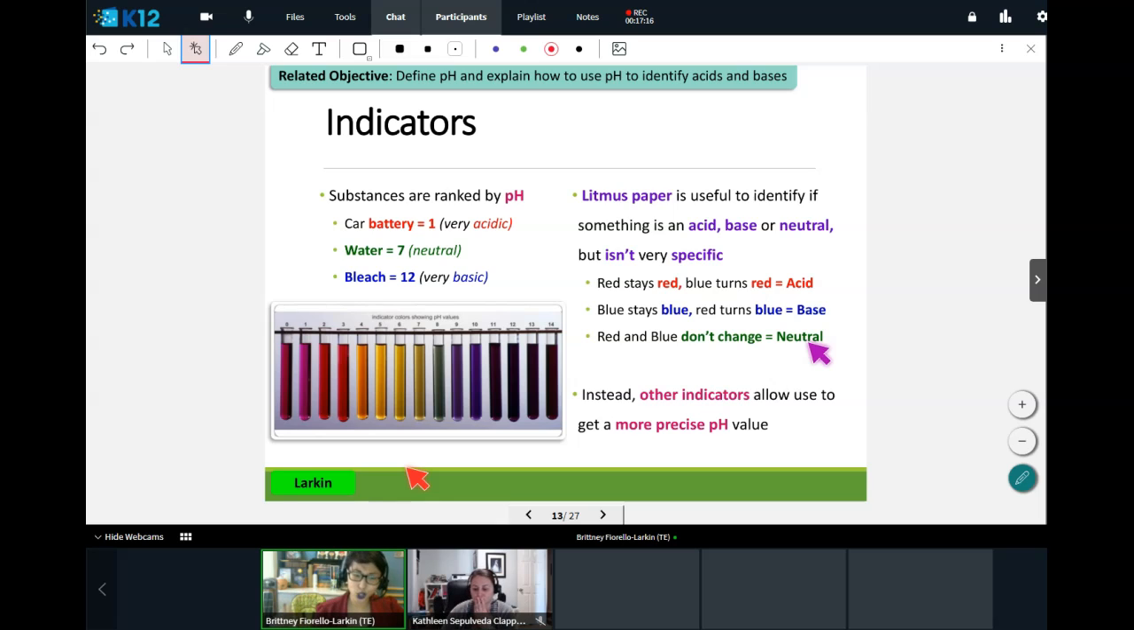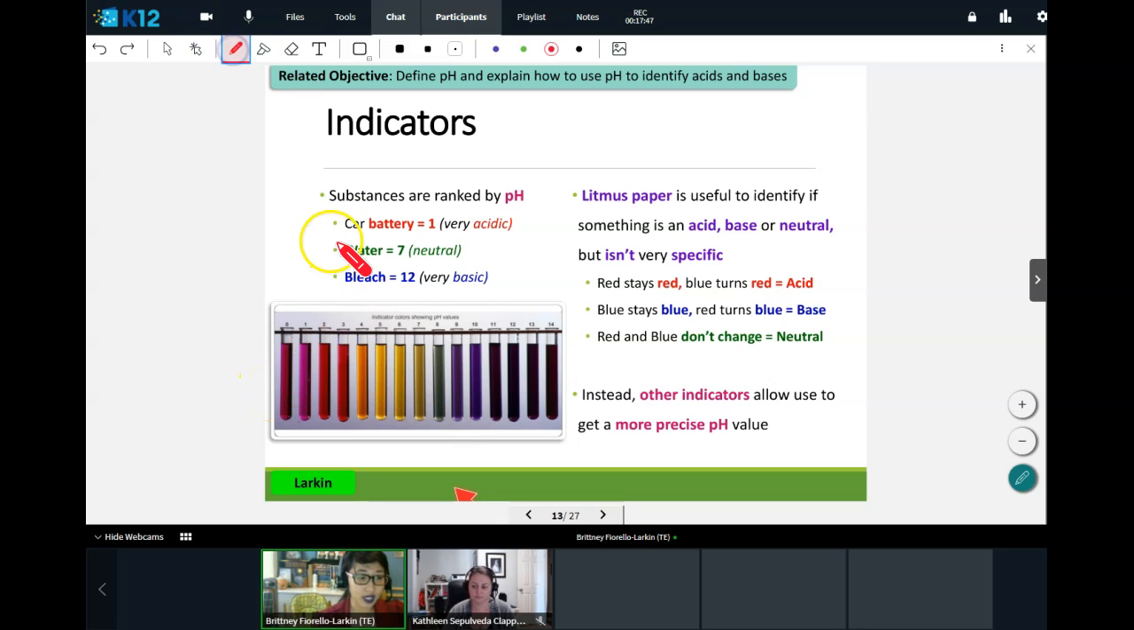However, that's not super specific. We've learned now that there are specific pHs all the way from 0 to 14, but our litmus paper only tells us if it is an acid, base, or neutral, not how acidic, not how basic. So instead, we need other indicators. pH paper, which I am going to show you an example of today, actually has lots of indicators in it that can change lots of different colors. So based on these different colors, we can get a much more specific value of what the pH is.